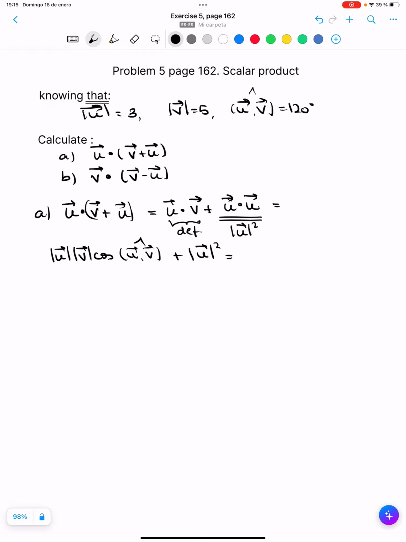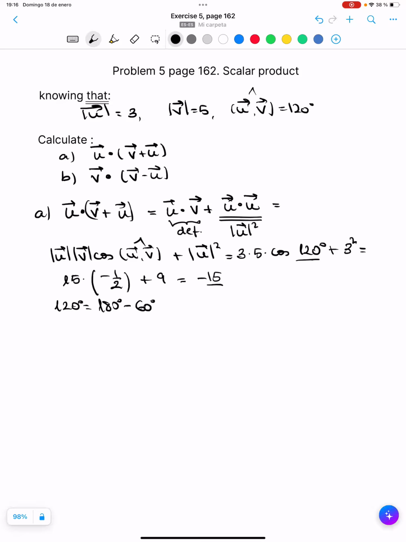Replacing the data in the formula, we have 3 times 5 times the cosine of 120 degrees plus the square of number 3. 15 times the cosine of 120 degrees. We know that 120 degrees is situated in the second quadrant, so the cosine of this angle is negative and is related with the angle 60 degrees of the first quadrant, because 120 degrees can be written as 180 minus 60.